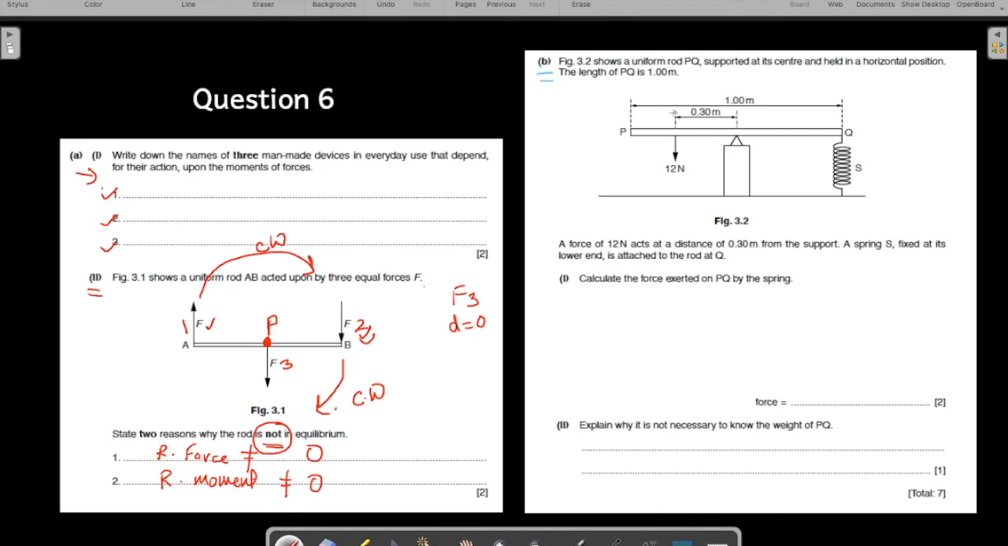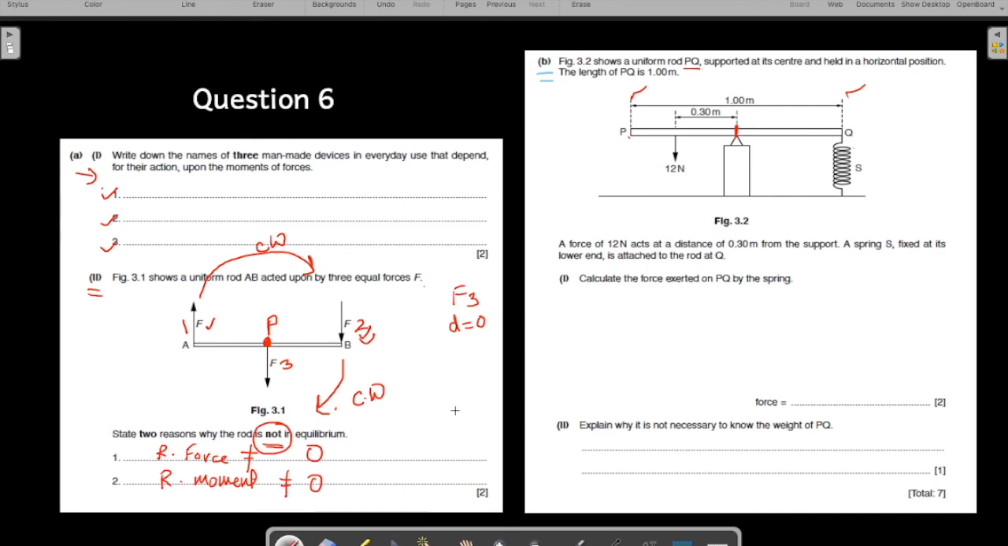Here it shows a uniform rod AB supported at its center. This is the center point, held at horizontal position. The length PQ is given to you. A force of 12 newtons is acting at a distance of 0.3 meters from the support. A spring S fixed at its lower end is attached to the rod at Q. Calculate the force exerted on PQ by the spring.